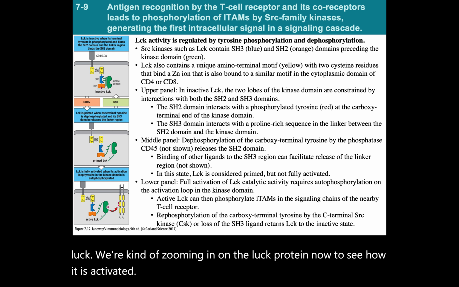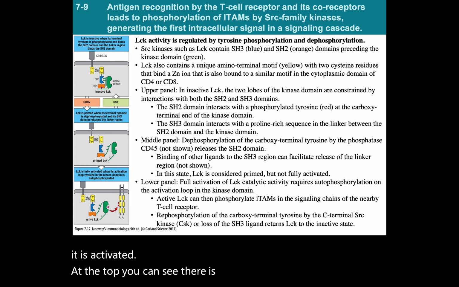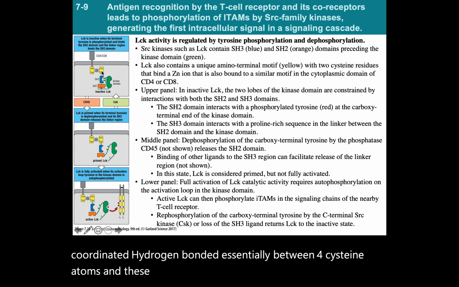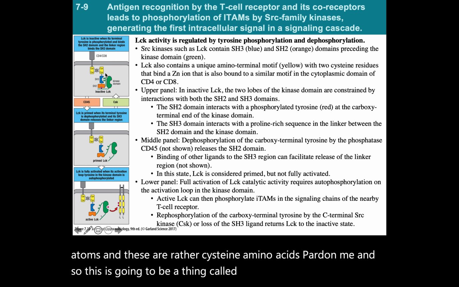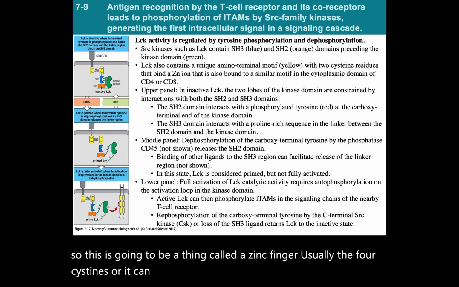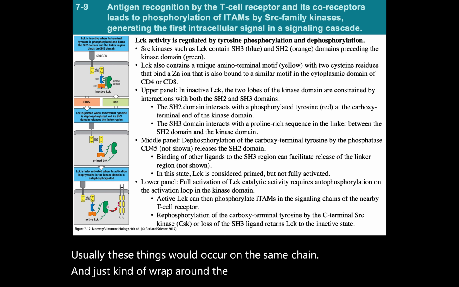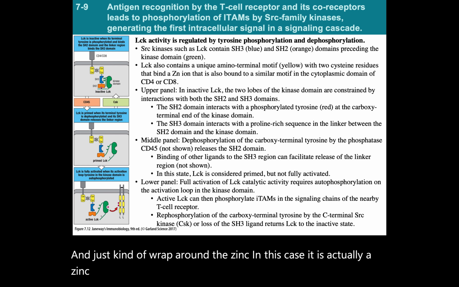At the top, you can see there is a zinc atom, and it's going to be coordinated, hydrogen bonded essentially, between 4 cysteine amino acids, pardon me. And so this is going to be a thing called a zinc finger. Usually the 4 cysteines, or it can be a mix of cysteine and histidine residues, usually these things would occur on the same chain and just kind of wrap around the zinc. In this case, it is actually a zinc finger formed from 2 different protein chains.